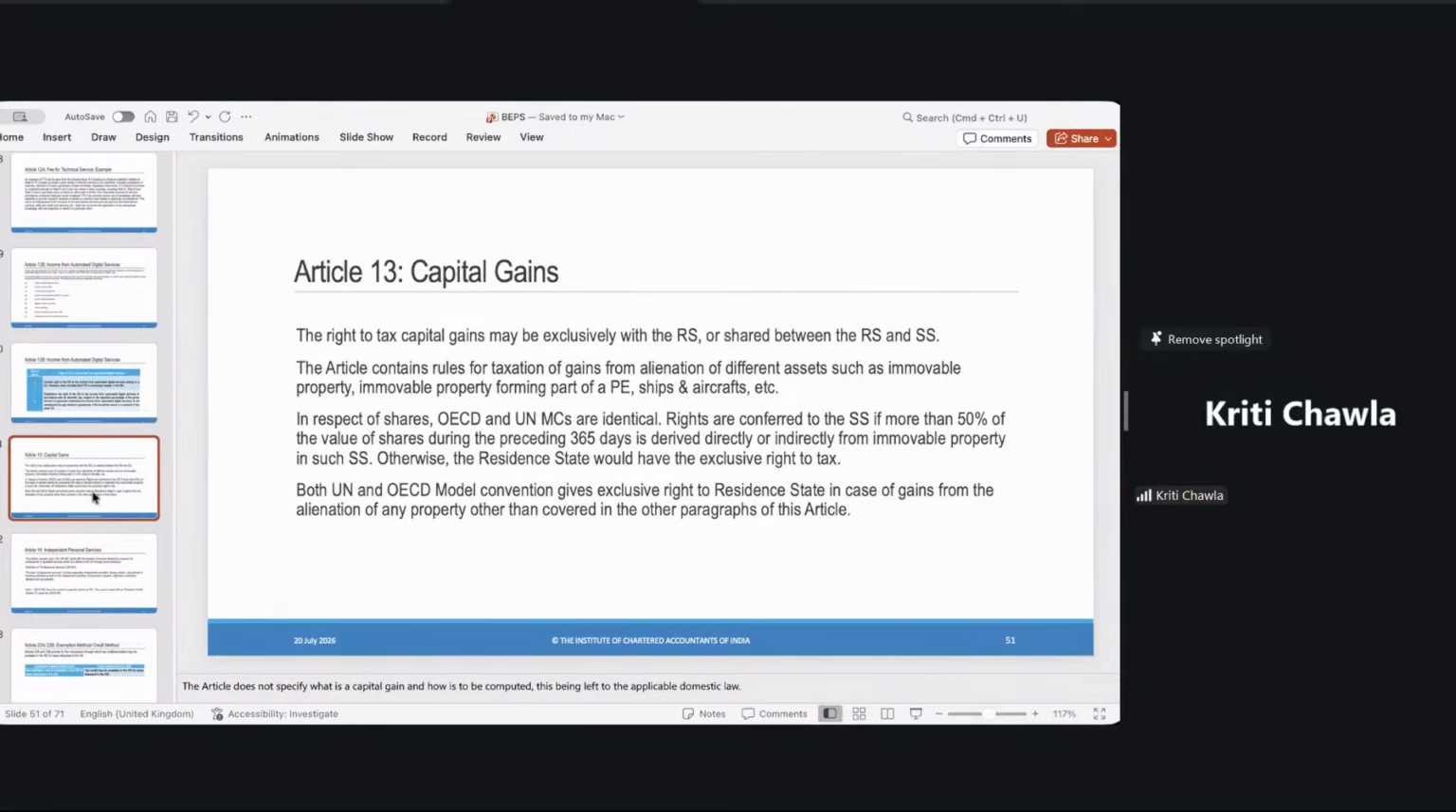This is going to include everything, from gains arising from alienation of different property assets, movable assets, immovable assets, PEs, ships, aircraft, etc. Now, for shares, because that is also a capital asset, the OECD and the UN Model Taxation Convention are identical. They basically confer the right to tax onto the source state if more than 50% of the value of the shares is derived from immovable property which is in the source state. Otherwise, it is the resident state which is going to tax this particular capital gain.